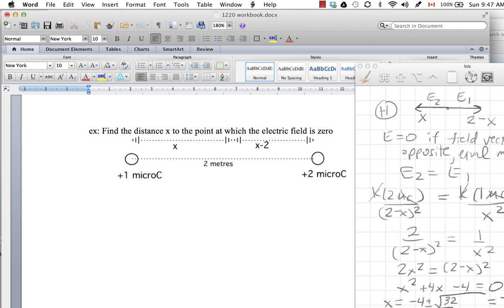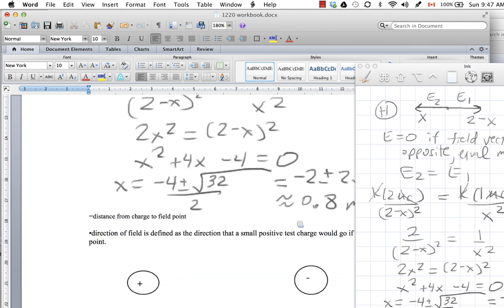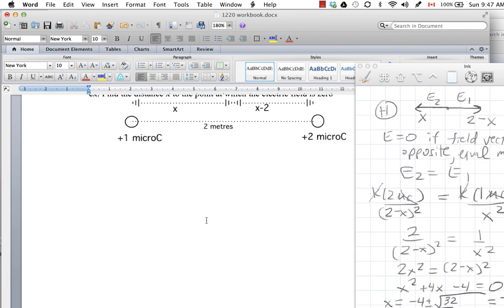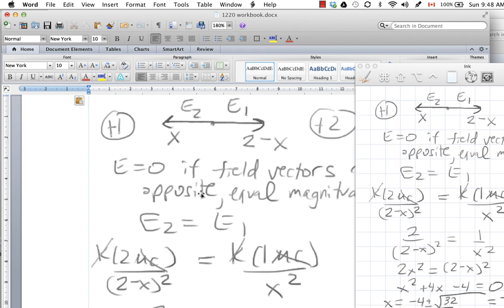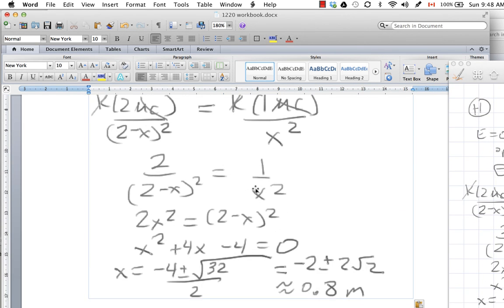Indeed. Now, we will reject the negative, because as defined, x is positive. So we've got negative 2 plus 2 root 2. Root 2 is about 1.4, so this is about 2.8. Subtract 2, it's about 0.8, and these are units of meters. Looks like that went in the wrong place. That should go right in here. Okay, so there's our solution to that first example.